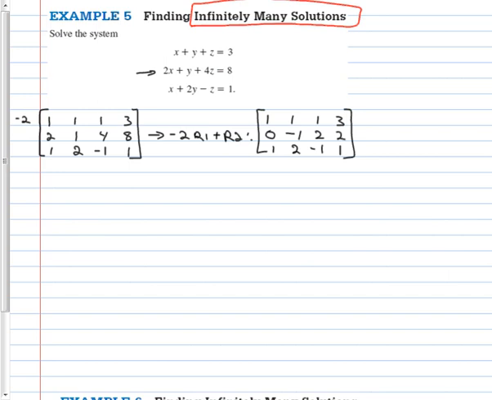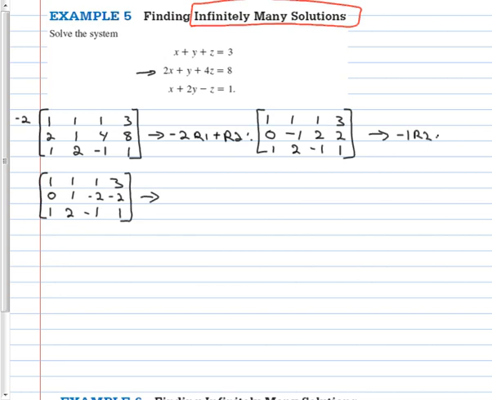Okay, you tell me the next thing I want to do. That negative 1 needs to go to a 1. So how will I do that? I'll just do negative 1 times row 2. And first row, 1, 1, 1, 3, not touching. Last row, 1, 2, negative 1, 1, not touching. Negative 1 times this one will just change all the signs.